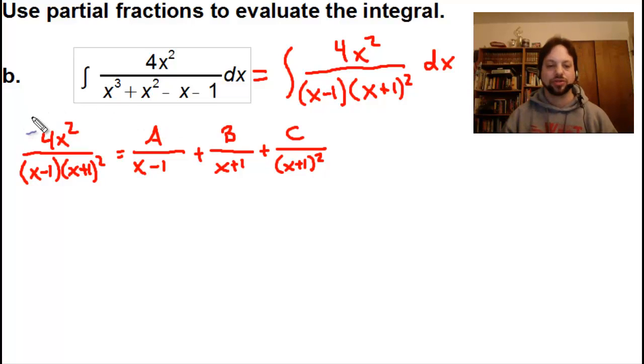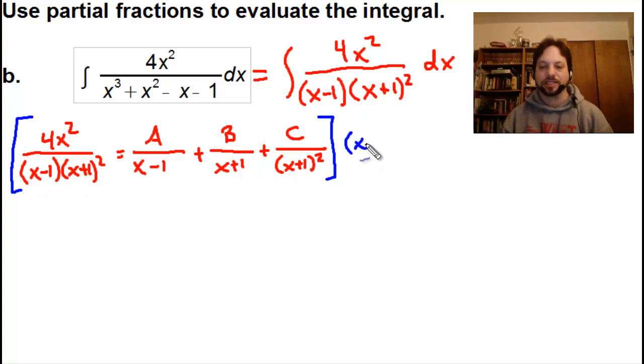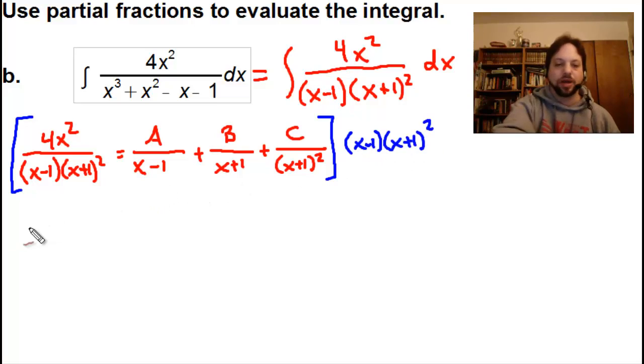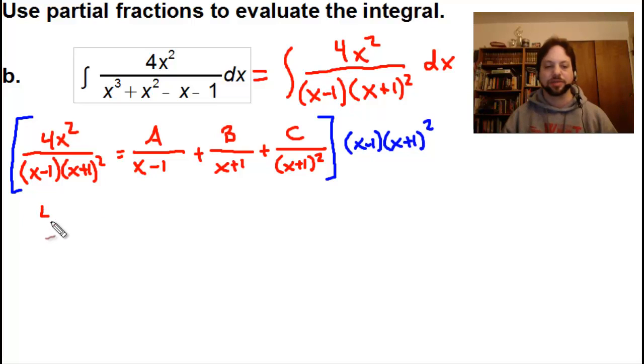Now, what I'm going to do to cancel out all the fractions is simply multiply by the common denominator, which they all share, which you see right here. That is x minus 1 times the quantity x plus 1 squared. By doing that, on the left side, I'm simply going to end up with 4x squared.